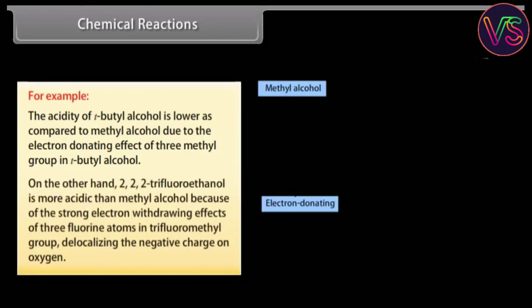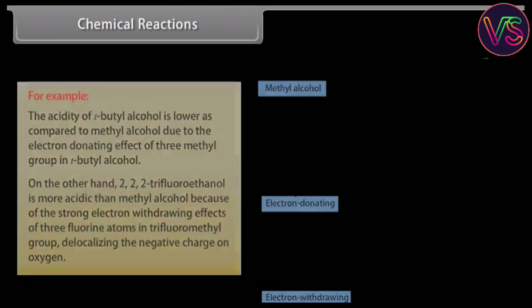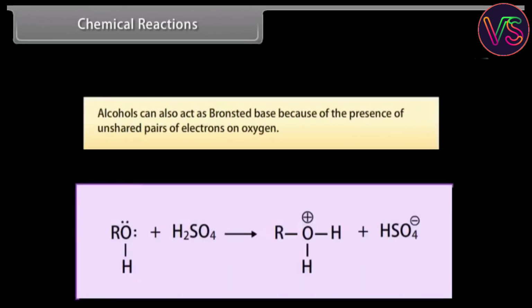On the other hand, 2,2,2-trifluoroethanol is more acidic than methyl alcohol because of the strong electron withdrawing effect of 3 fluorine atoms in the trifluoromethyl group, delocalizing the negative charge on oxygen. Alcohols can also act as Bronsted base because of the presence of unshared pairs of electrons on oxygen.